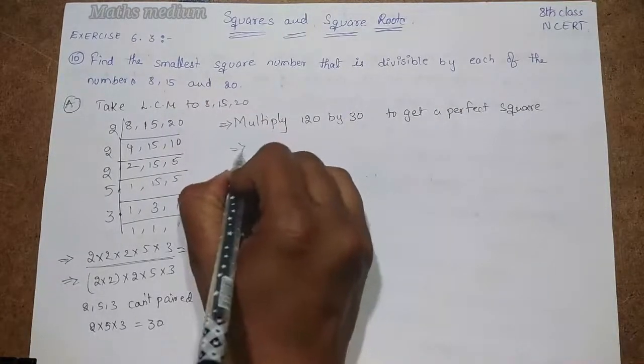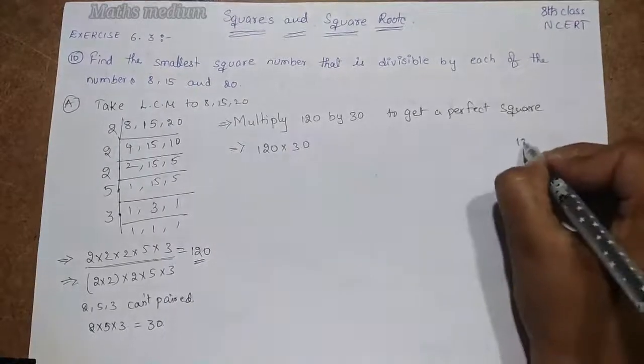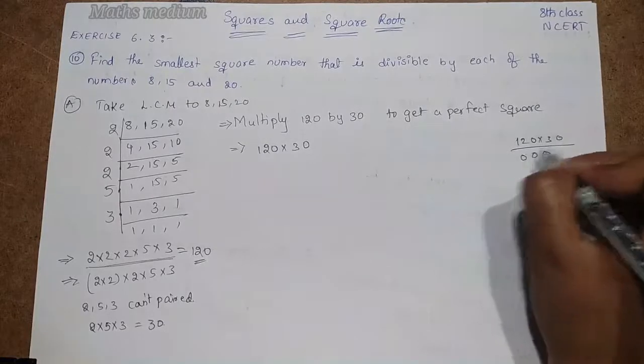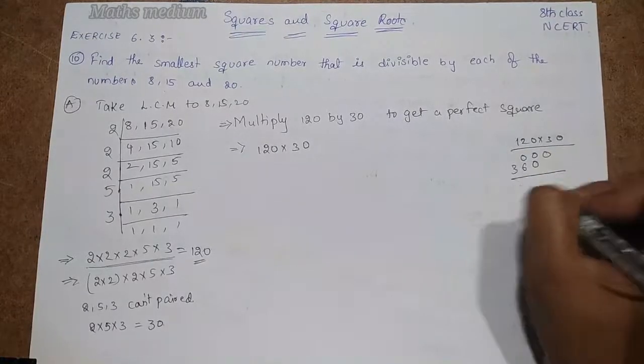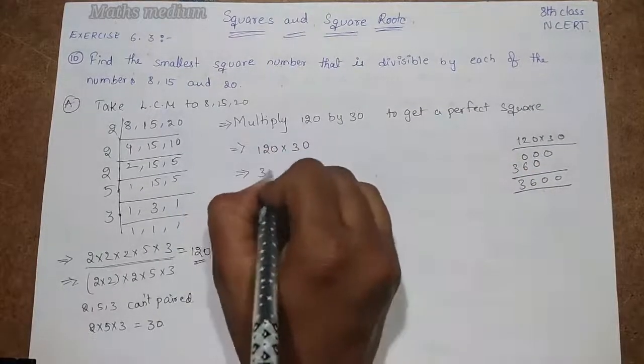So now 120 into 30. 0, 0, 0, 3 twos are 6, 3 ones are 3. 3600. That is 3600.